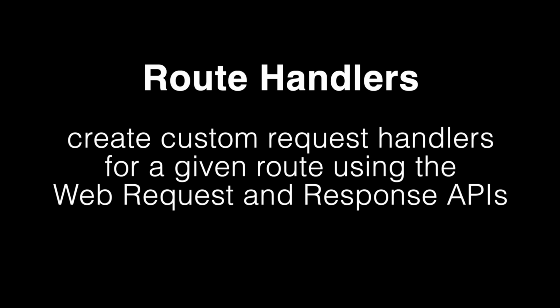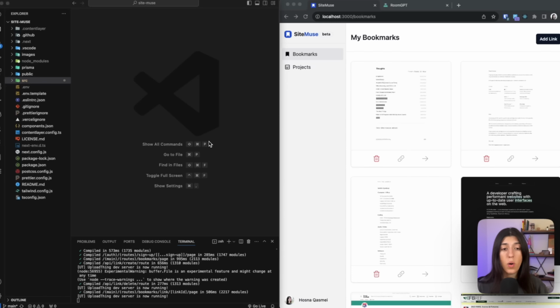Now I'm going to talk about route handlers. With route handlers, you are able to create custom requests for a given route using the web request and response APIs. I just opened another project that I've been working on, and I want to show you how I use the route handlers for this one. The web app is called SiteMuse. It's a place where you can input a URL link, and then it gives you a screenshot for both the desktop and the mobile version of that website.